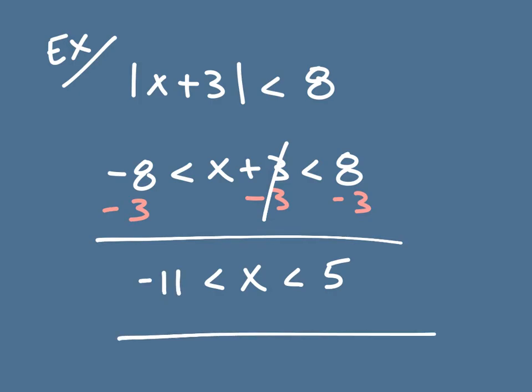If we wanted to graph this on a number line, I'm going to put 0 in the middle, put 5 over here, put negative 11 over here, and we would have open circles and shade in between. And that's how we would solve and graph one of those.